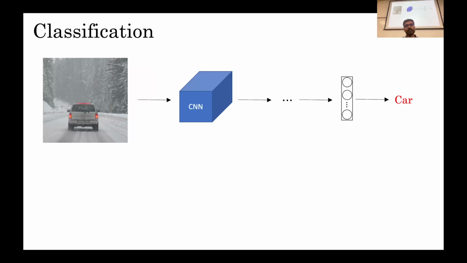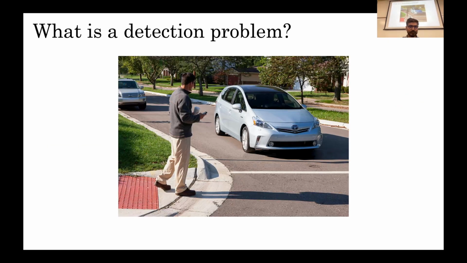So let's start with something that we know already. You all are familiar with classification. How classification works is you pass this image into a CNN or any neural network, and then it provides you probabilities for the number of classes that you have, right? And in this case, this is a car, so it is correctly predicting it as a car.